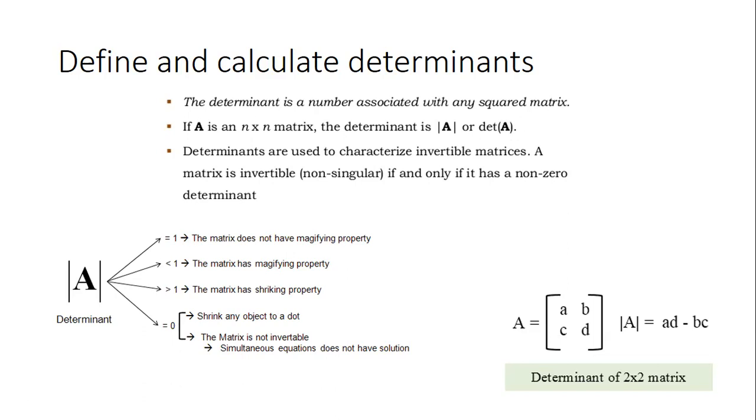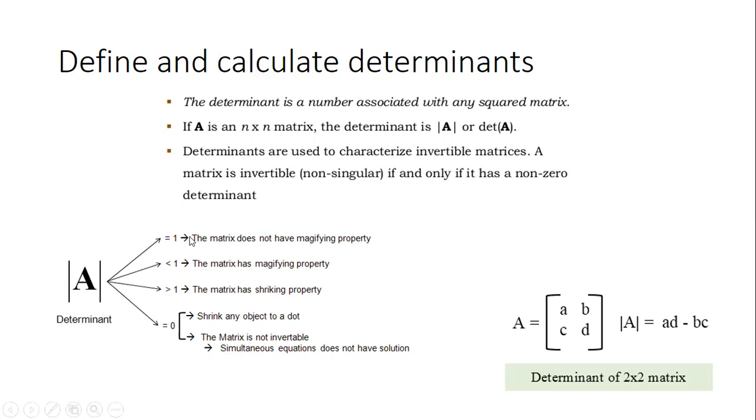Determinants are used to characterize invertible matrices. A matrix is invertible if and only if it has a non-zero determinant. If your determinant comes out to be 0, that means you cannot find the inverse of this matrix. When we talked about inverse matrices before the break, which I know was a while ago, we talked about how you have to multiply by the reciprocal of the determinant. And if you have a 0 in the denominator, can you multiply anything? Nope, because it becomes undefined.